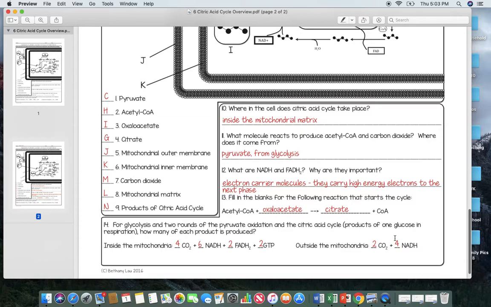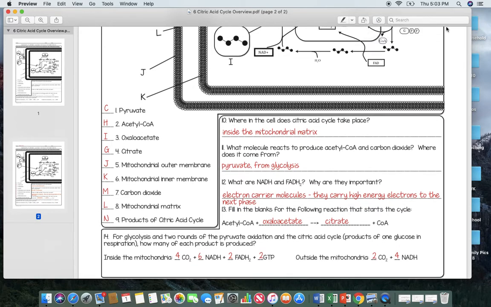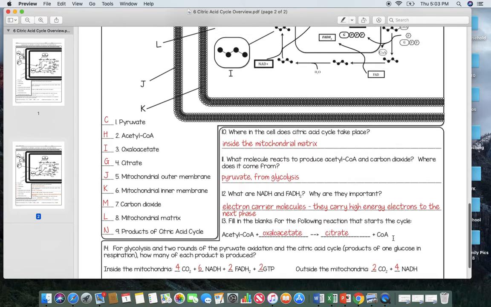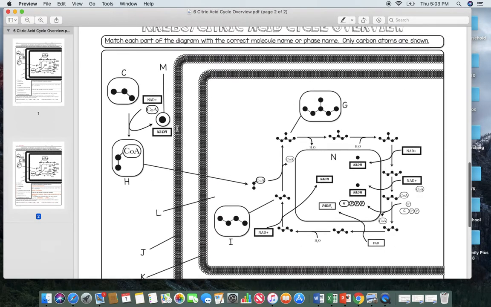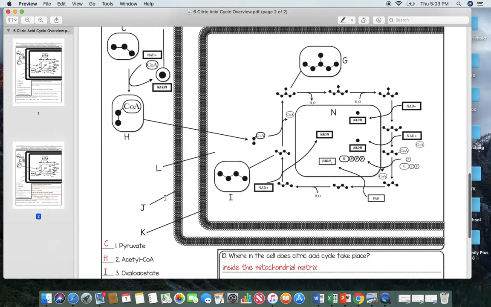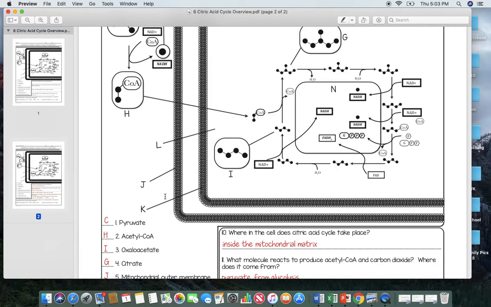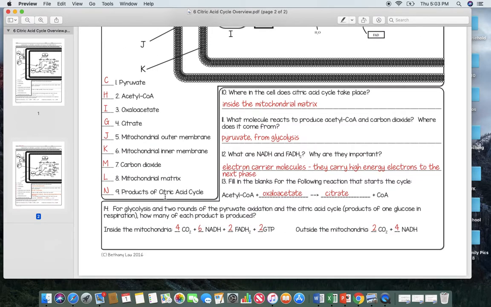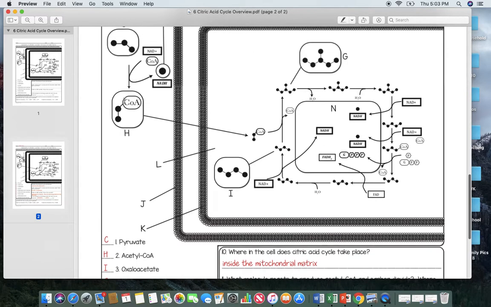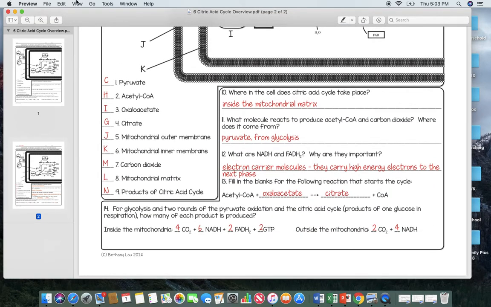Outside the mitochondrial membrane, we get 2 CO2s and 4 NADH, because up here you see 1 CO2. I can see why many of you are confused about how many NADHs. If you go back to the fact that in glycolysis we created NADH as well, I think that's where we get 4. Okay? All right. So we got 2 NADH created during glycolysis plus 1 per pyruvate. That is our 4 NADH.